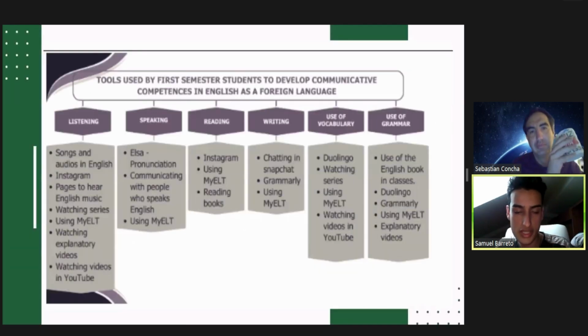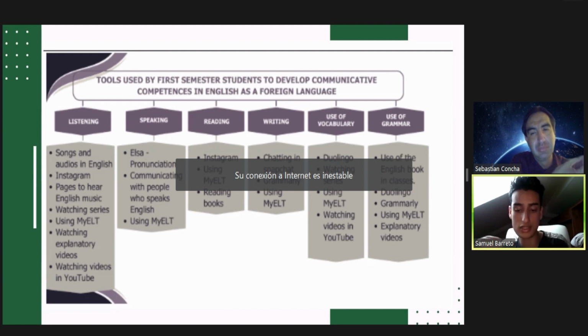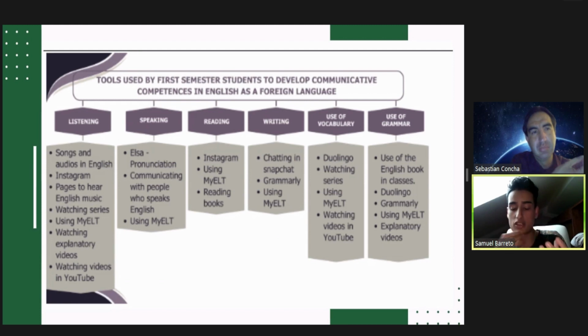So here we have the tools and material that first semester students use. All of them are e-learning tools: Duolingo, YouTube videos, social networks, songs, MyLT, the English book platform, and Grammarly. According to previous studies that we researched in this investigation, these are accurate because e-learning tools provide student engagement and commitment, and with that commitment they are going to improve and overcome those difficulties in English. They are going to be engaged in the English learning process. The next one.